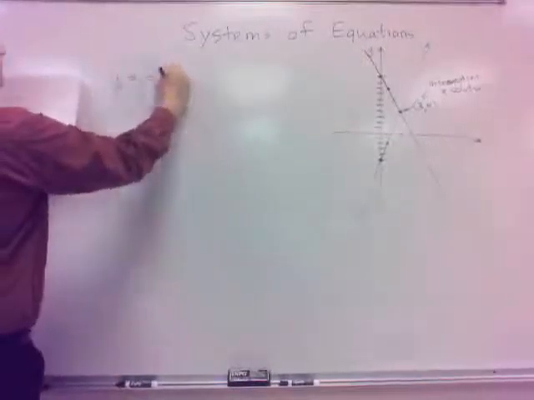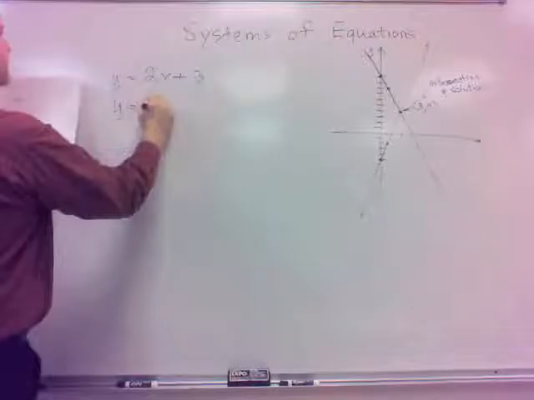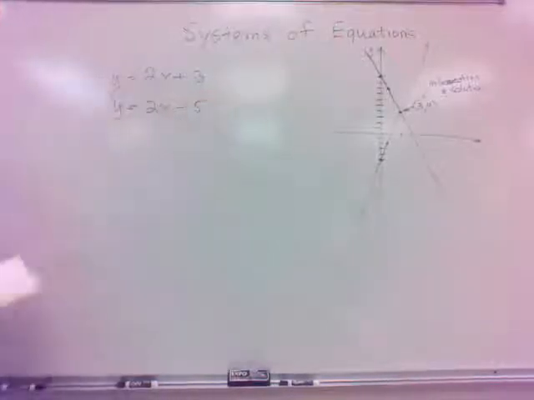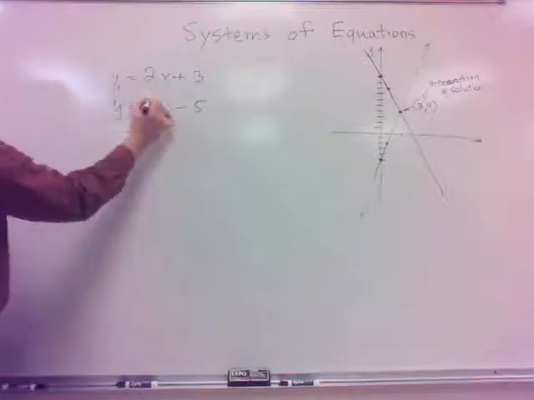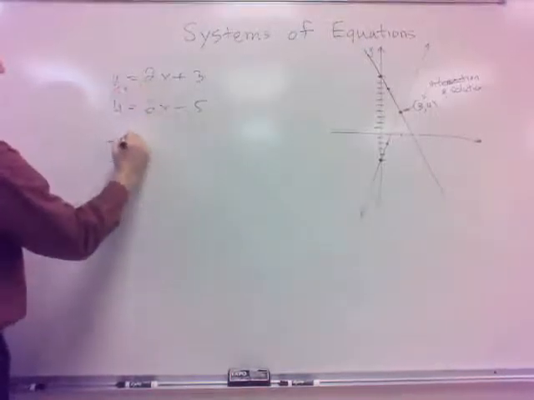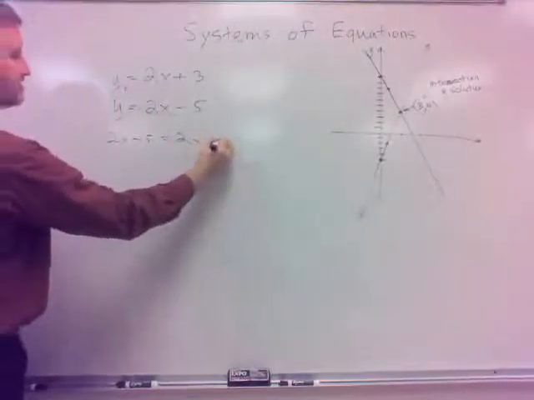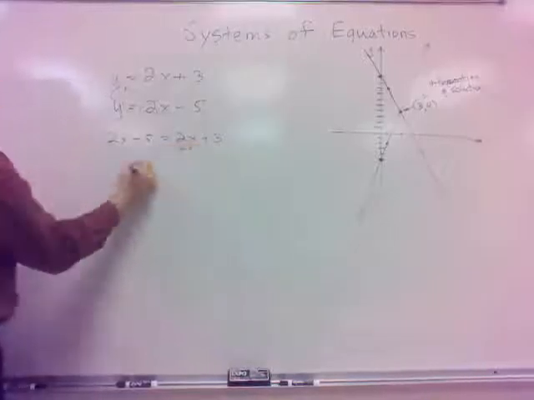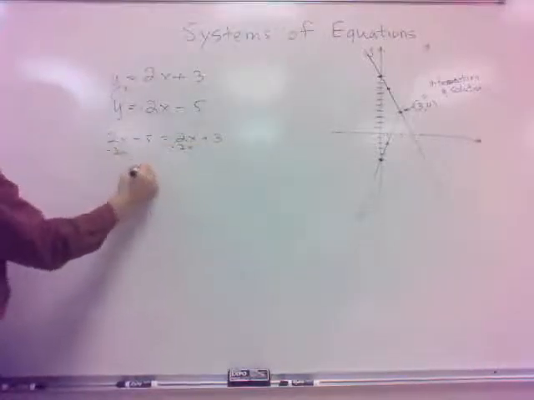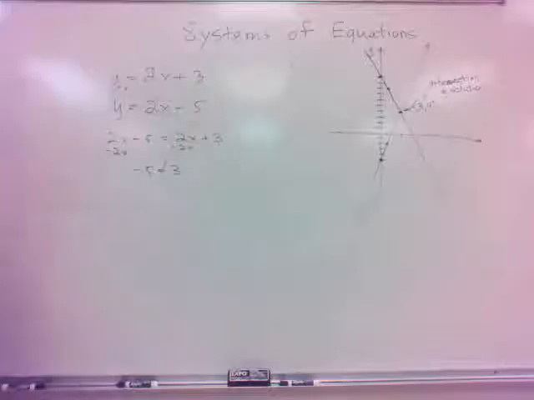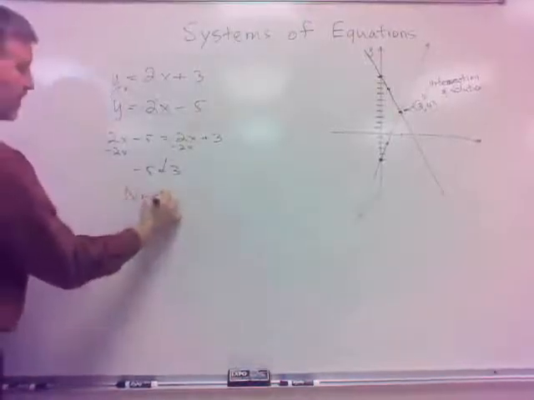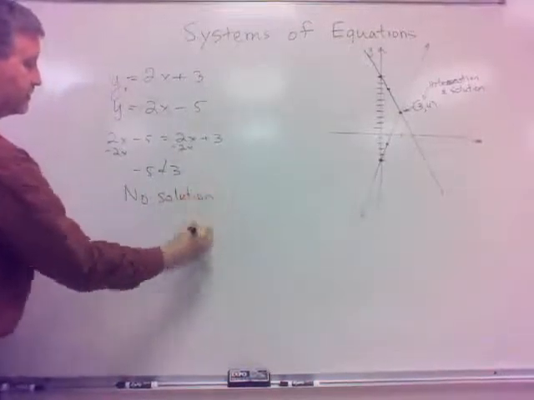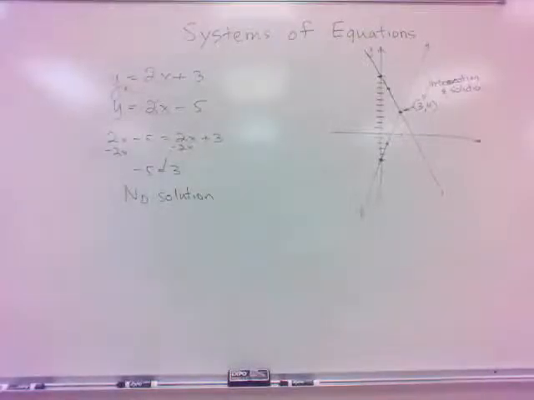y equals 2x plus 3 and y equals 2x minus 5. What happens there? Well, if we solve it, it's just like the other one. If I plug this in for y, I get 2x minus 5 equals 2x plus 3. And notice, if I get my x's on one side, negative 5 equals 3. Not possible, no solution, right? There's no solution to that equation, therefore there's no solution to the system.